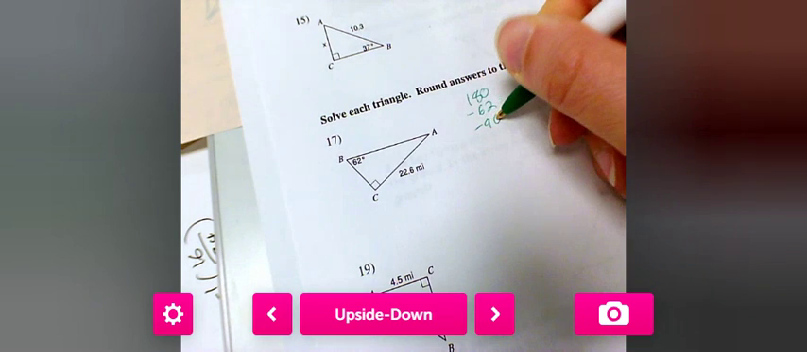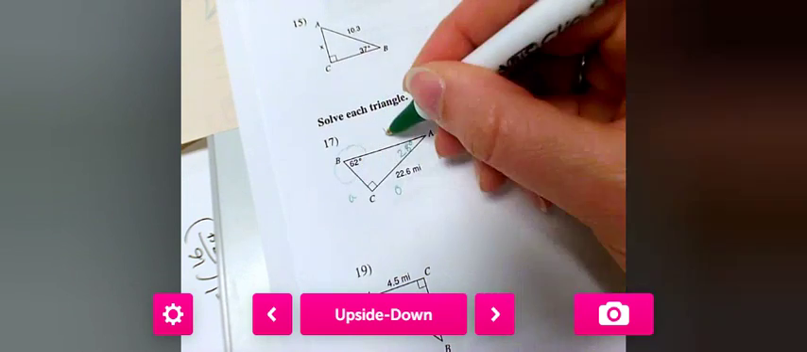Okay, when it says solve each triangle, it means it wants all the angles and all the sides. Well, it's really easy for me to find this angle right here. I just go 180 minus 62 minus 90. And I get that this angle is 28. But then I'm going to have to use trig to find these sides. So I'm going to use 62, and I'm going to use that this is my opposite, adjacent, and hypotenuse. I'm going to use opposite and adjacent first.